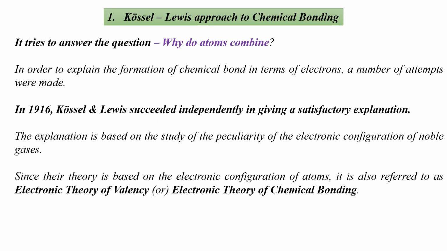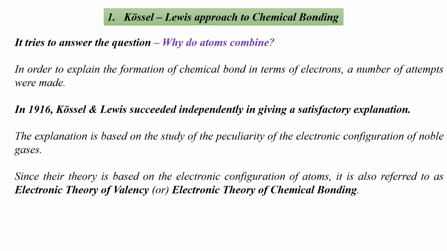Now let's look at the first theory, Kossel-Lewis approach to chemical bonding. This approach tries to answer the question why atoms combine to form chemical bonds. A number of attempts were made in order to explain the formation of chemical bonds in terms of electrons. However, the first satisfactory explanation for the cause of chemical combination between atoms was given independently by two people. Who are they? Kossel and Lewis in the year 1916. Since their theory is based on the electronic configuration of atoms, it is also referred to as electronic theory of valency or electronic theory of chemical bonding.